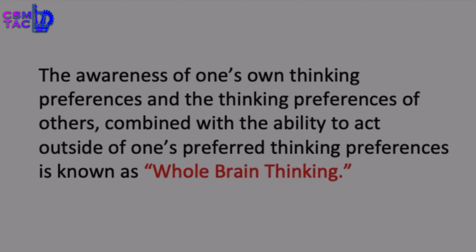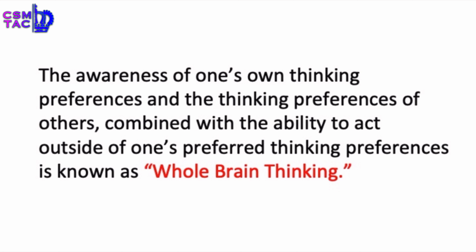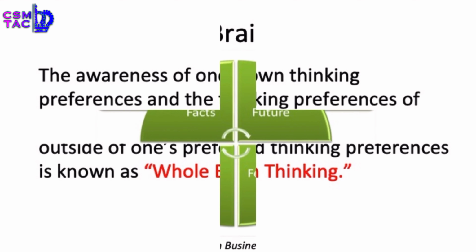Research on the brain has led to an understanding that each of us has a preferred way and mode of thinking that affects the way we take in and process information. The awareness of one's own thinking preferences and the thinking preferences of others, combined with the ability to act outside of one's preferred thinking preference, is known as whole brain thinking.